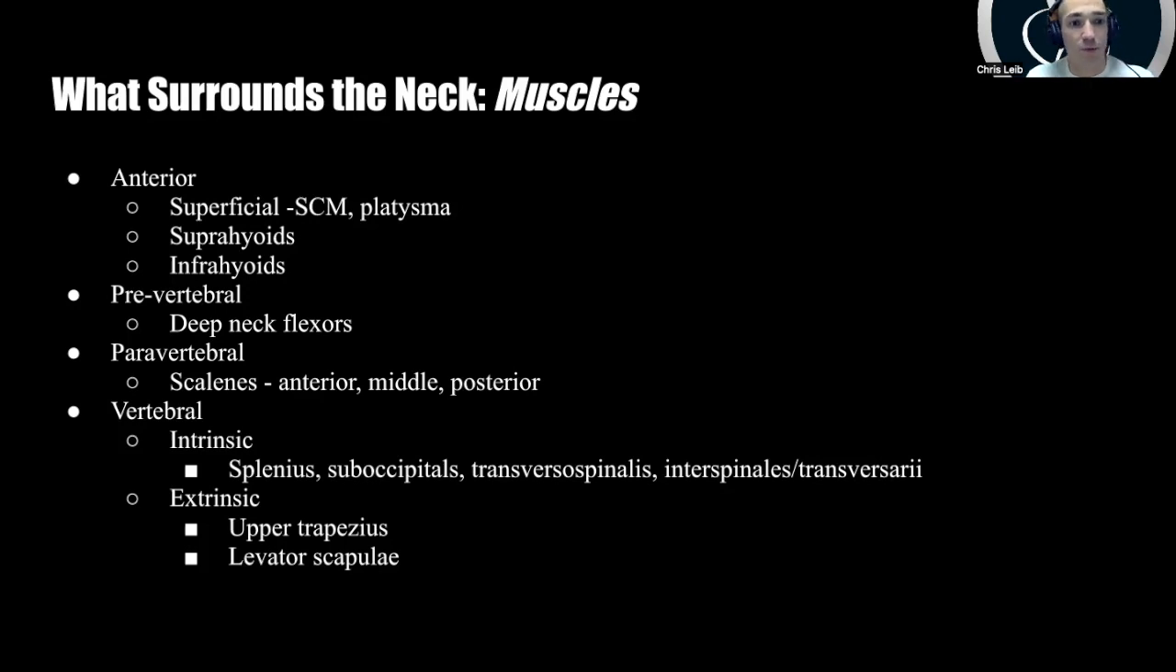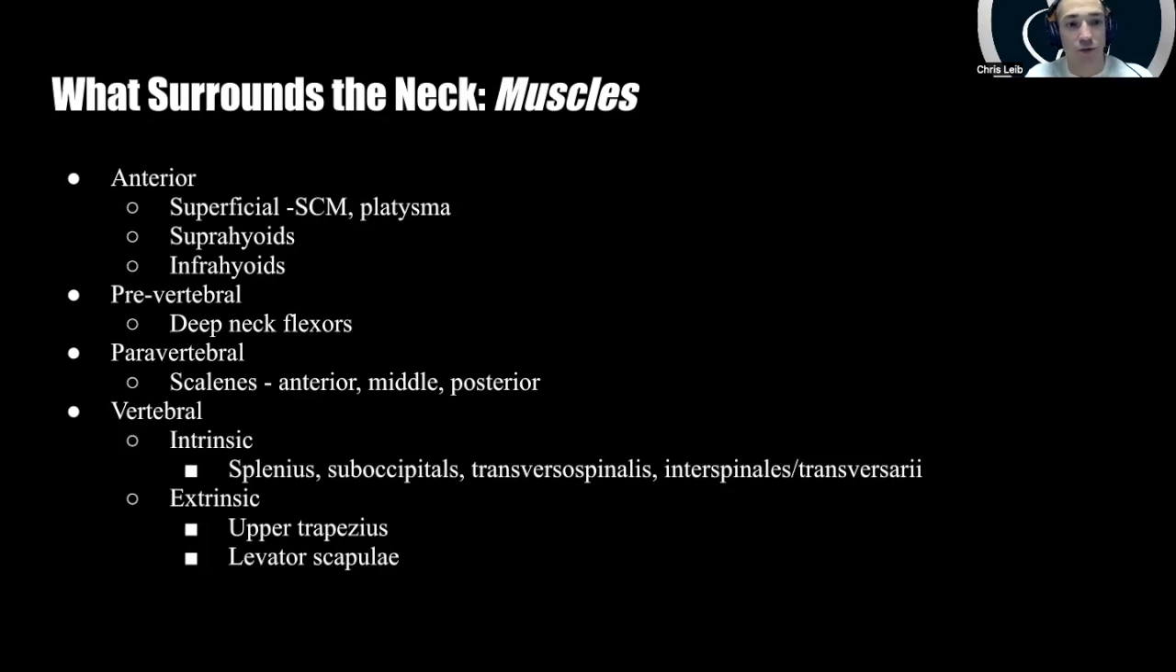And then the vertebral muscles, intrinsically, are basically the ones that go on the posterior backside. And they come in layers. So we'll look at that. Splenius muscles, the suboccipital muscles, transversospinalis, interspinalis, intertransversarii, all have fancy names, but they're just basically describing where their attachment is in the body.